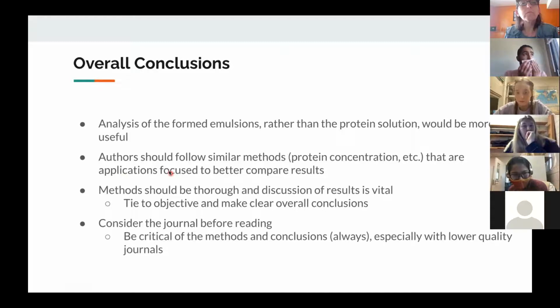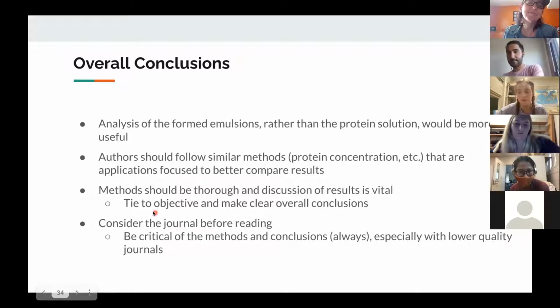Some overall recommendations and critiques for our combined papers were that the analysis of the formed emulsions rather than the protein solutions might be more useful. The methods and discussion of results should be more thorough, and the ability to tie the objective to a clear conclusion is vital. And lastly, consider the journal before reading, because you have to be more critical of the methods and conclusions for lower quality journals.